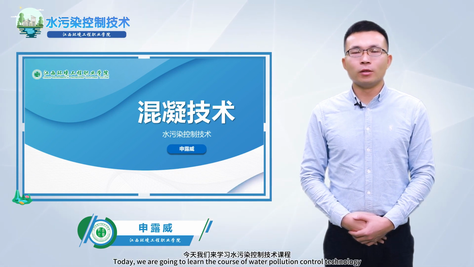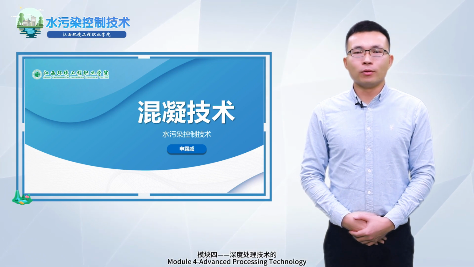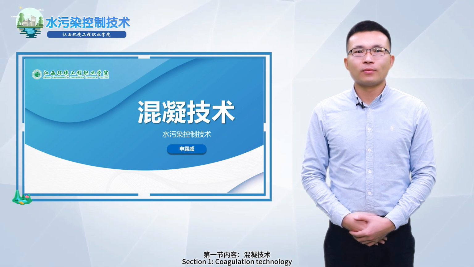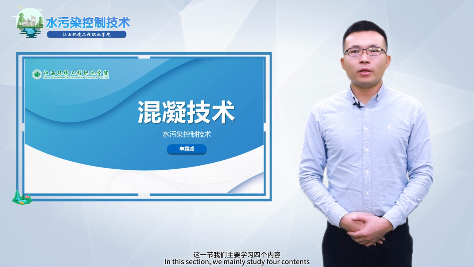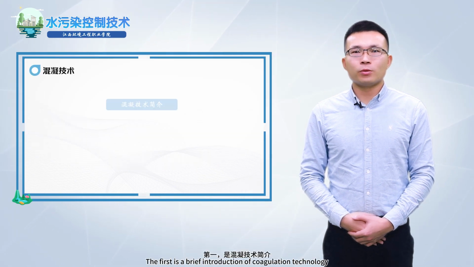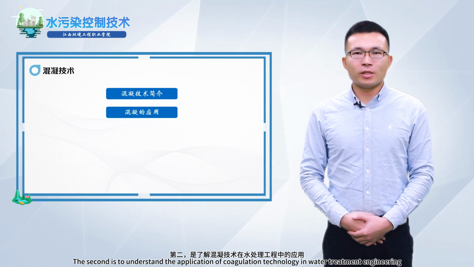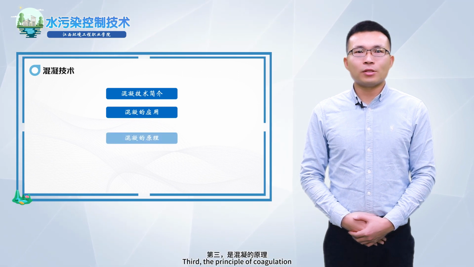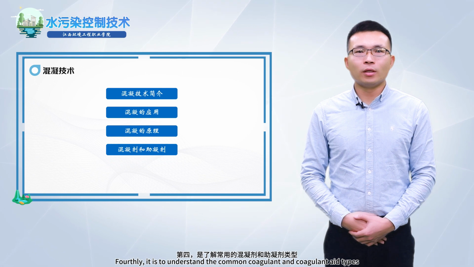Today, we are going to learn the course of Water Pollution Control Technology, Module 4 Advanced Processing Technology, Section 1, Coagulation Technology. In this section, we mainly study four contents. The first is a brief introduction of coagulation technology. The second is to understand the application of coagulation technology in water treatment engineering. Third, the principle of coagulation. Fourthly, it is to understand the common coagulant and coagulant aid types.